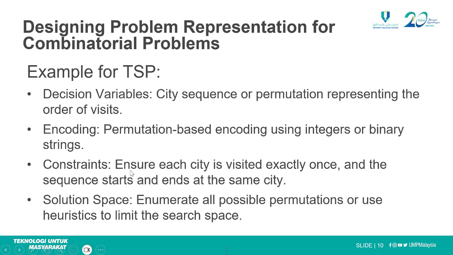Then constraint: ensure all cities are visited exactly once. So we cannot visit the same city more than once, and the sequence starts and ends at the same city. This is the constraint that we need to consider. Then solution space: enumerate all possible permutations, or use heuristics to limit the search space. One possibility is to generate all possible permutations, or we limit the search space by using certain heuristics.